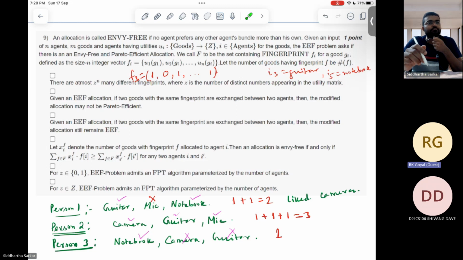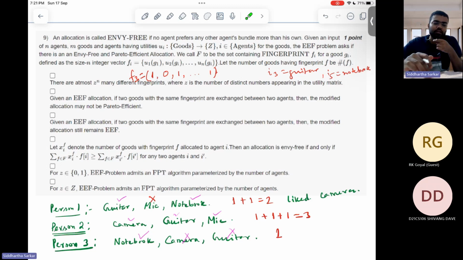Just because the number of ones is the same does not mean the fingerprint is the same, because the number of ones could be the same but their locations could be different. For example, the guitar and the mic could each be liked by 5 agents, but the guitar may be liked by the first, fifth and second agents, and so on. Then the guitar and the mic will have different fingerprints because the corresponding vectors will be different.